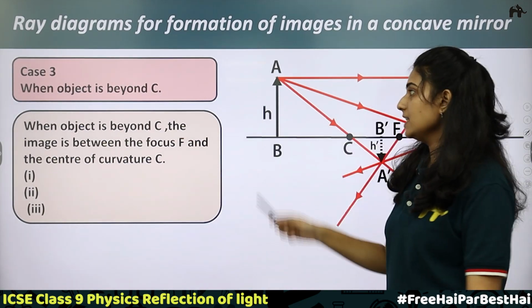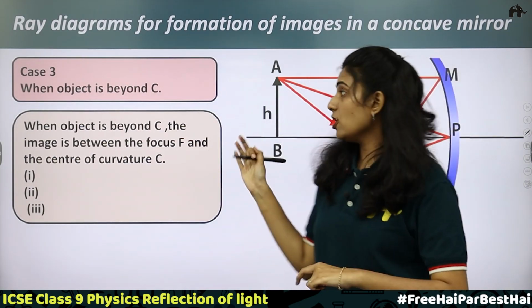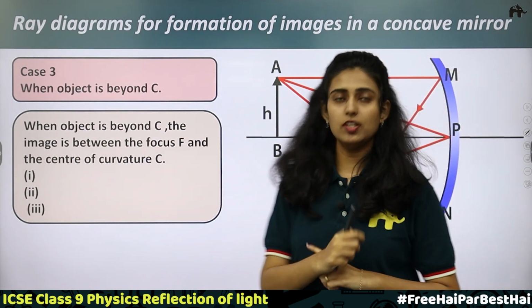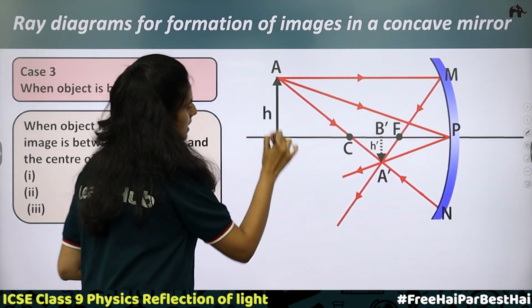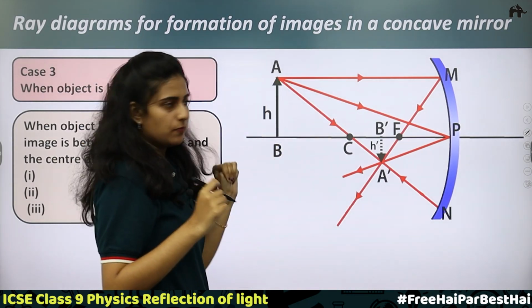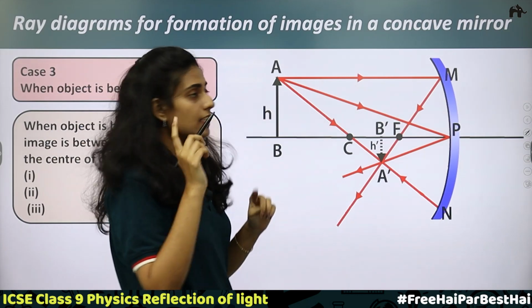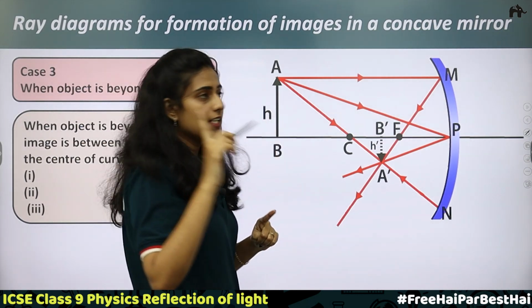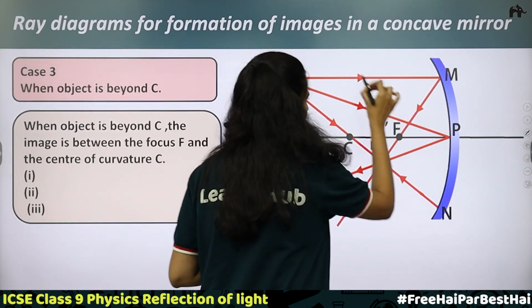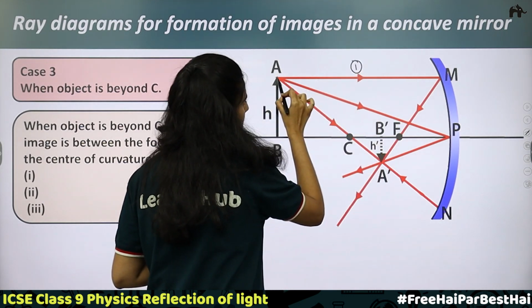Now the third case, when the object is beyond C. Beyond C means just behind C. Here you can see the object. The object is AB. AB is behind C. First you will be considering different light rays. The first light ray that you consider is a parallel light ray. This is your first light ray. You can see the parallel light ray.